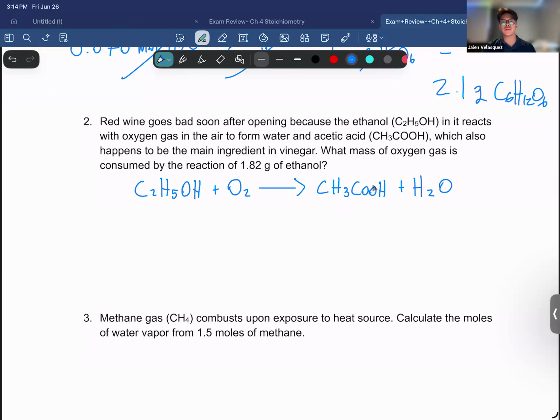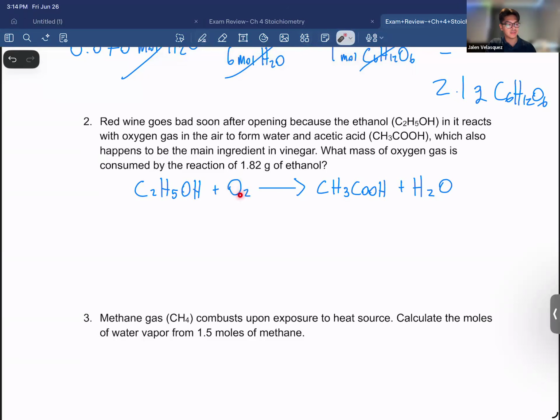Okay, then you would have to look to make sure the equation is balanced. It already happens to be balanced, so we don't have to do any extra steps there. So now we can deal with the math, right? So what mass of oxygen is consumed in this reaction by reacting 1.82 grams of ethanol here? So we're just going from the grams of ethanol to the grams of oxygen.